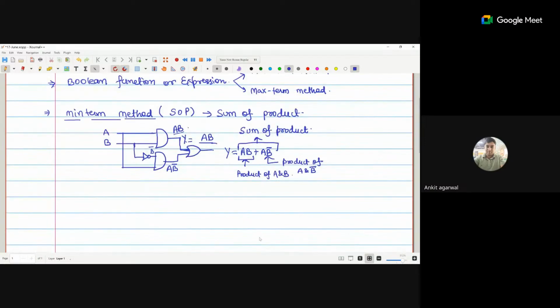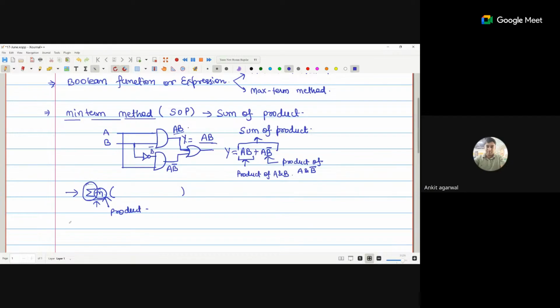Now the representation of min term is defined as sigma with small m. What is the meaning of this sigma and small m? Sigma is basically the summation, and small m represents the product. Which terms we have to mention here, I will explain in the later part.